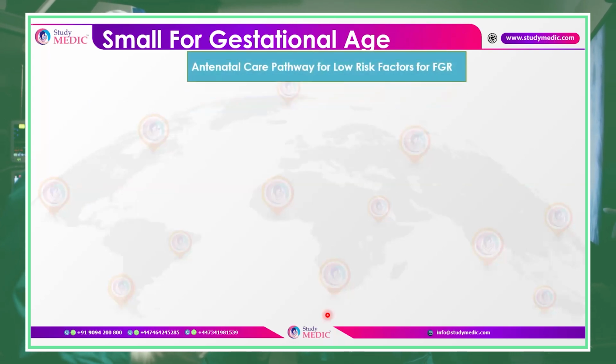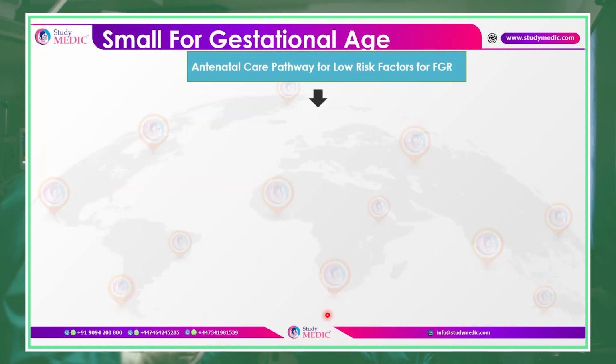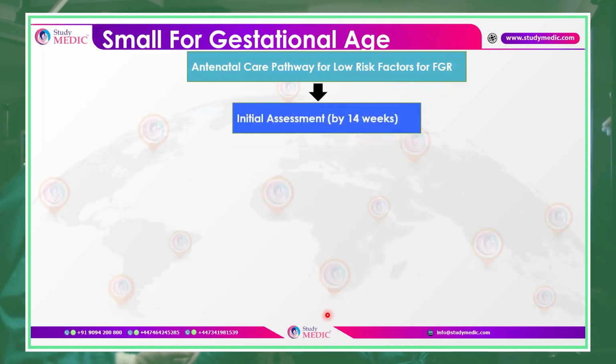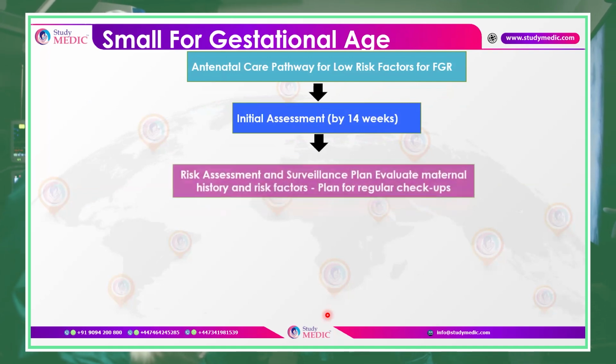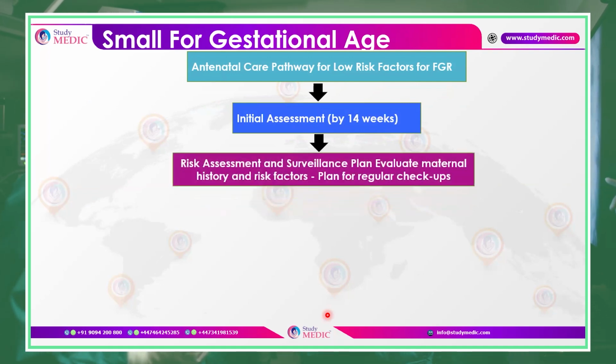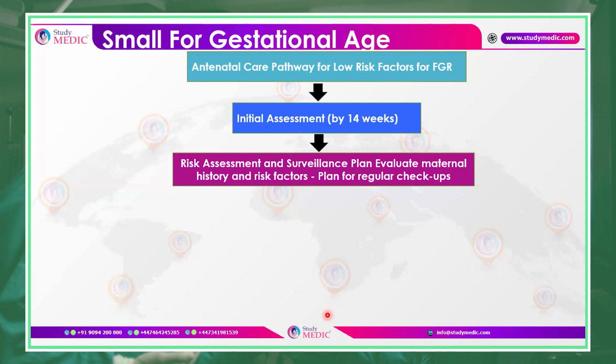Okay, so if a woman is coming to us and she is low risk for fetal growth retardation, we will do the initial assessment by 11 to 14 weeks. As we said, these measurements would provide us the accurate gestational age as well as the baseline measurements. Then risk assessment and surveillance would be carried out by evaluating maternal history and risk factors, and then regular checkups would be planned.